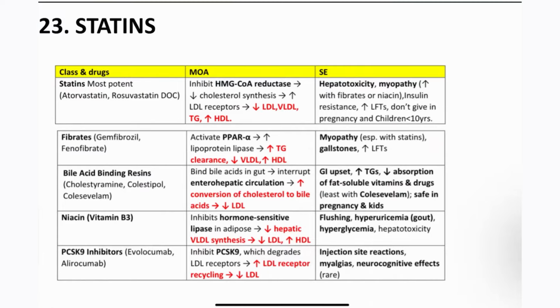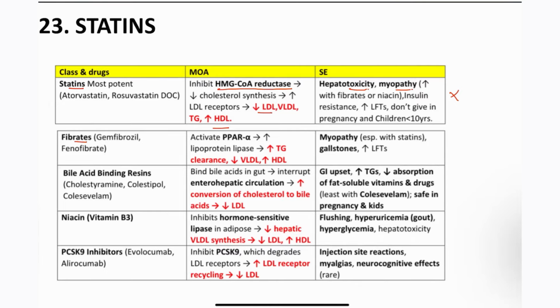Here we are going to have four different classes. First are the most commonly used statins, atorvastatin and rosuvastatin. And what is the mechanism of action? That is going to inhibit the HMG-CoA reductase, so that cholesterol synthesis is going to decrease. So LDL will decrease and HDL will be increased, right? But it is toxic to the liver and also going to cause myopathy. That is the first thing that you are going to see in the statins. It should not be given in pregnancy and children.